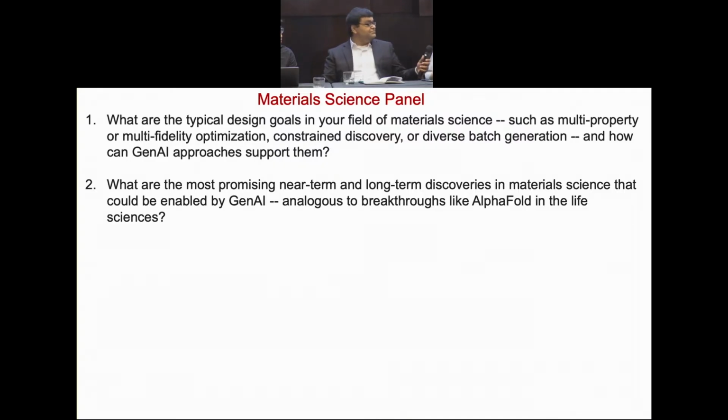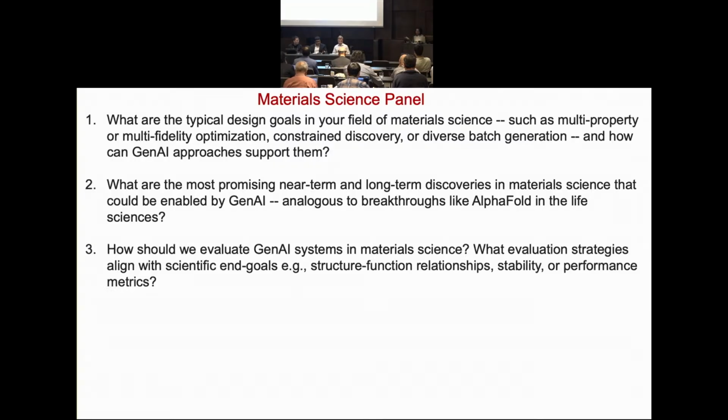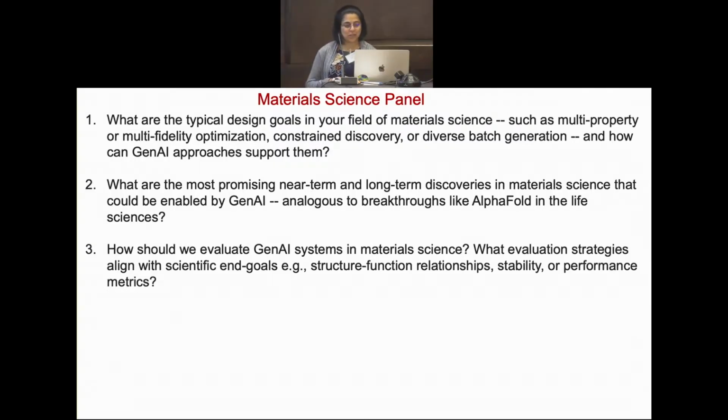Okay, in the interest of time, we'll move to the next question, but we'll let Nathan and Qizhi answer that because Arnab and I have spoken too much. Go ahead. So the third question is, how should we evaluate Gen AI systems in material science? What evaluation strategies align with scientific end goals?